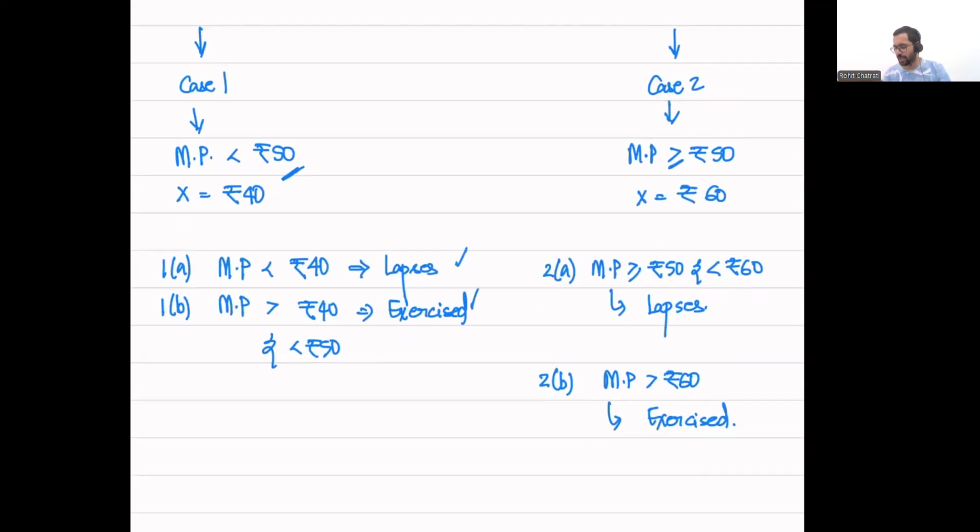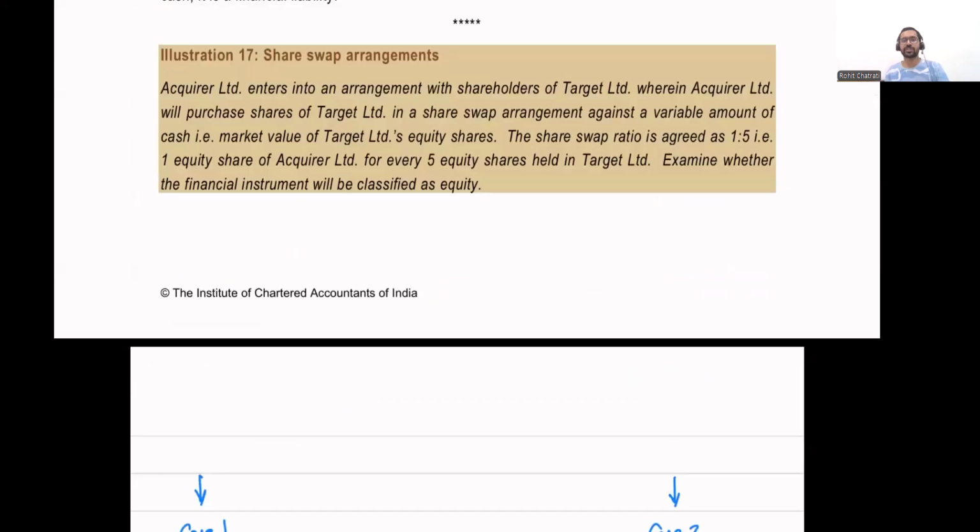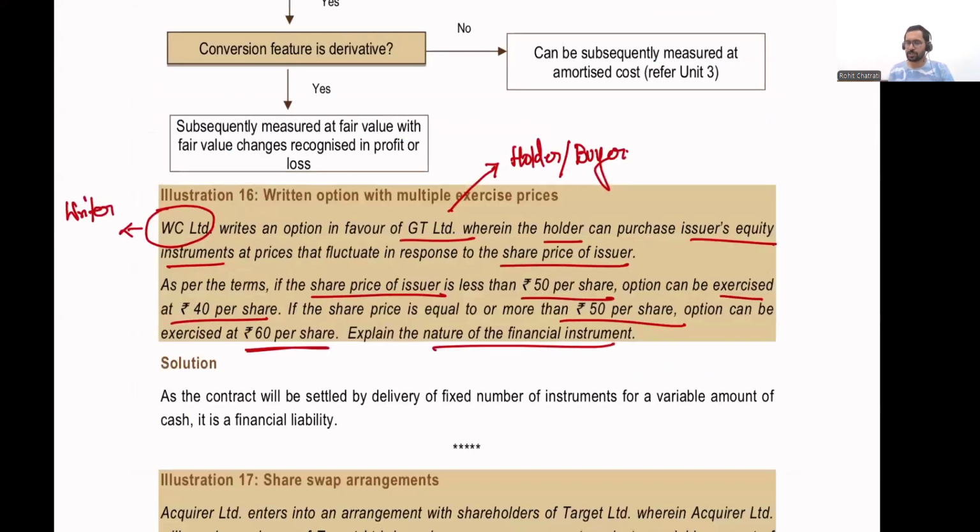There's 1A, 1B, and 2A and 2B. All right. Now the question is: evaluate the nature of the instrument. Explain the nature of the instrument. And obviously, we're talking in the books of the issuer, which is the writer.